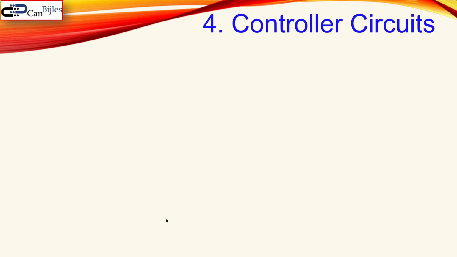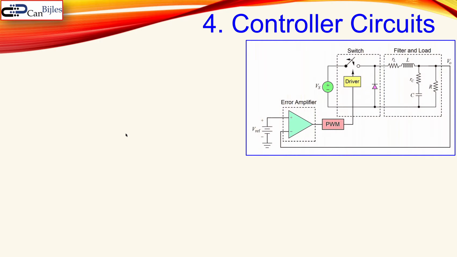Okay. Now, the final part in the theory is about the controller circuit. We know that our buck converter is shown here because this is the buck converter we have discussed in part 1. You see here the switch, you see here the filter and the load. Here's the load, and this is now the inductor and the capacitor with its own equivalent series resistor for the capacitor.